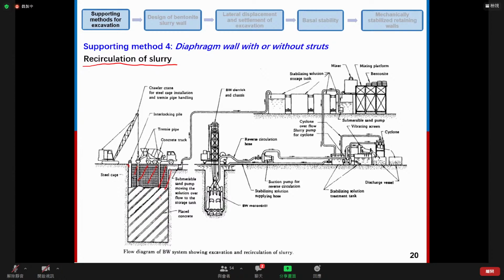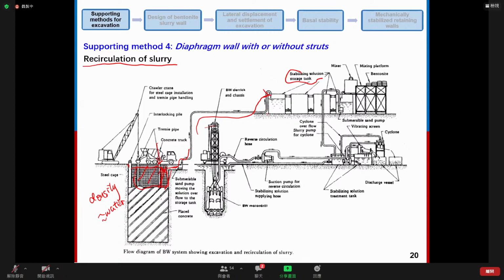And after we do the concreting, as we discussed before, the unit weight or density of the bentonite slurry is similar to water. So the bentonite slurry is going to flow on top of the concrete. And then if we keep casting the concrete, the bentonite slurry will be pushed up. It's going to be pushed into the pipe and transferred all the way to a stabilization storage tank.